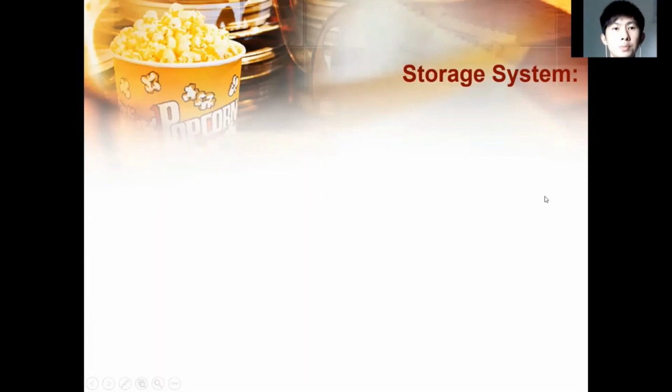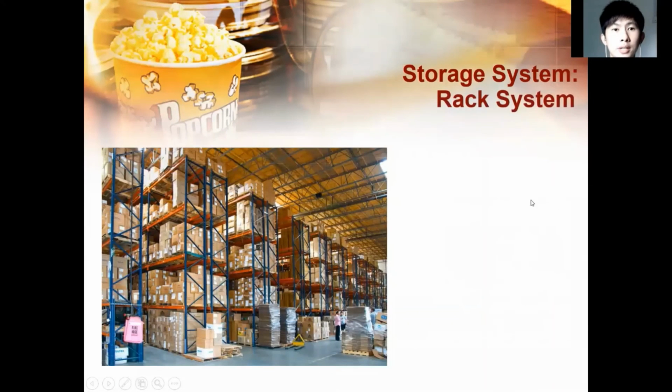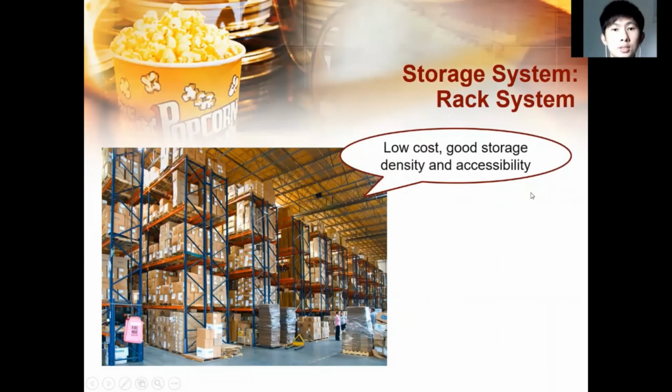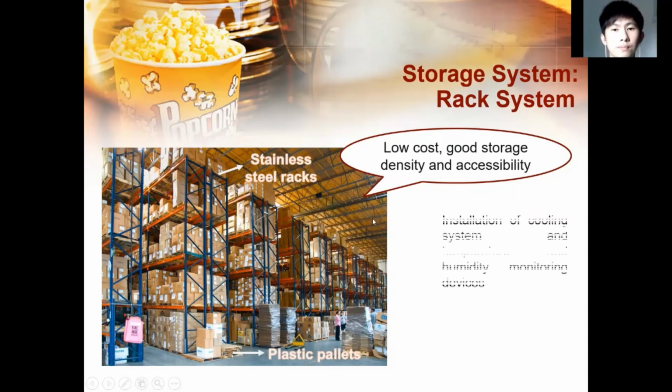For the storage system, we select the rack system because it is low cost, has good storage density, and is excellent in accessibility. The racks are fabricated from stainless steel because it is a strong and durable material, while the pallets are made of plastic because it is easy to clean and safe for handling by the warehouse operators.